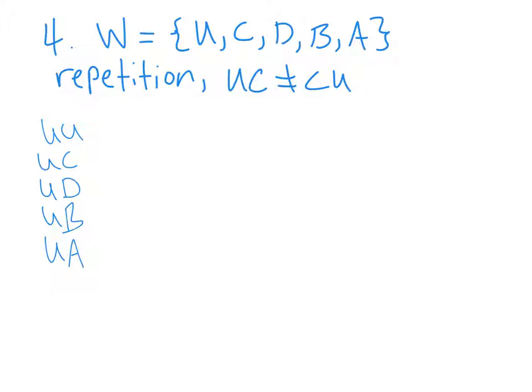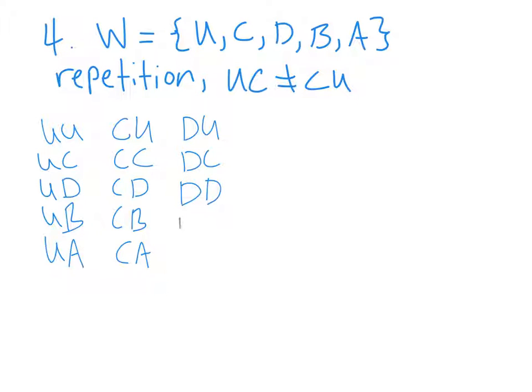Right, and then we'll start with C. Now we can go backwards this time, so I would start with CU, then I would go to CC, because we can put C with itself, we can put C with U, and then go forward CD, CB, and CA. And so on. With D we can go DU, DC, DD, DB, and DA. And then with B, the same thing, it kind of gets tedious after a while.